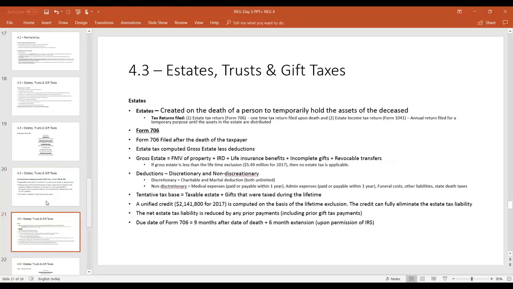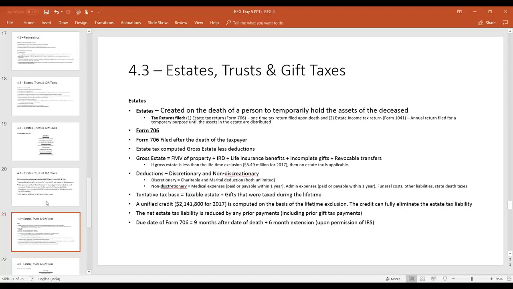An estate is something that is created on the death of a person. It's to temporarily hold the assets of the deceased, right? Estates can be created intestate or testate, which means without a will or with a will. If it is without a will, then the court appoints a trustee who would... It's not a trustee actually for an estate. Who's that person? The court appoints an executor. I'm sorry. The court appoints an executor of the estate who would basically focus on distributing the assets.